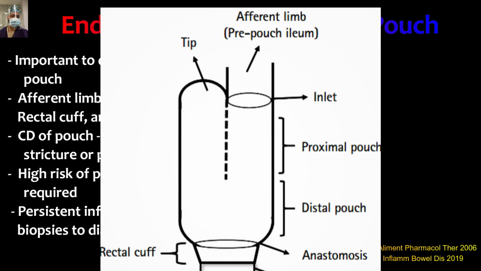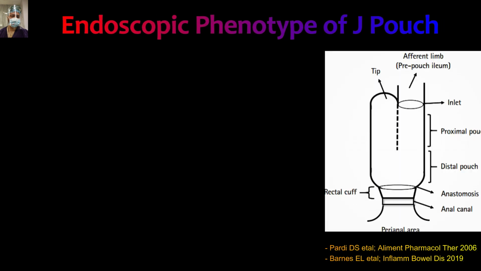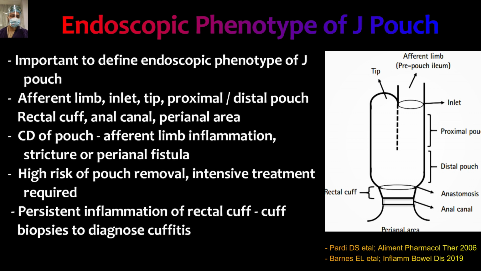So if there is afferent limb inflammation, stricture or perineal fistulas, so if the inflammation is more on the afferent limb, the limb which is basically bringing the effluent to the pouch, then this is suggestive of Crohn's disease. So if there is involvement of the rectal mucosa, where we have sewn it with the help of a stapler to the anal canal, and there is rectal mucosa, there is a chance of cuffitis.